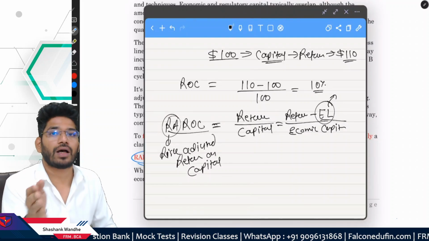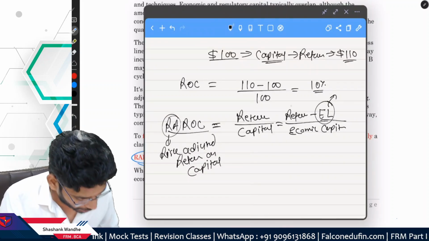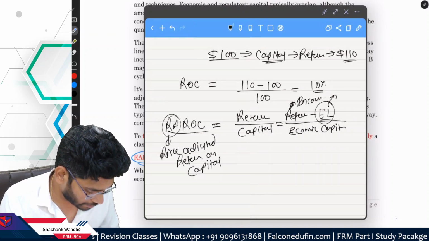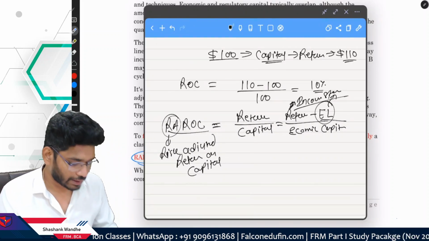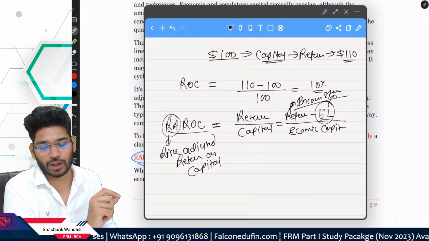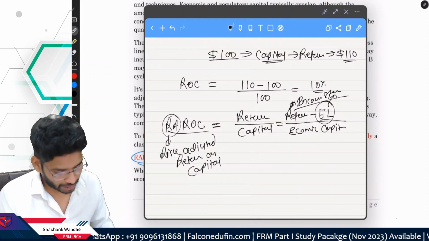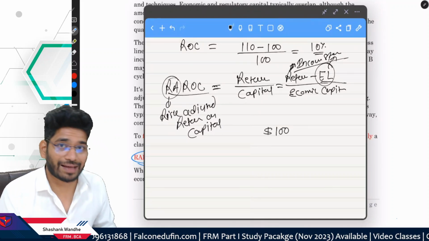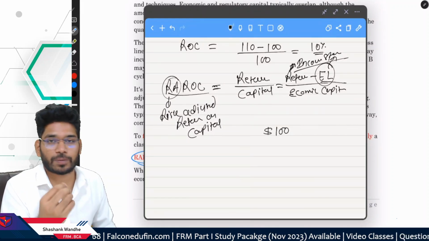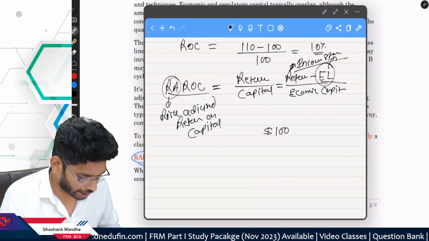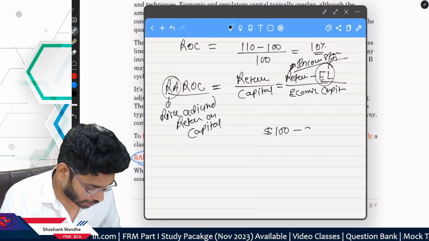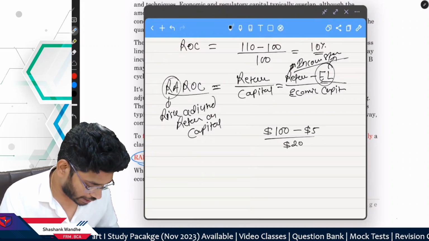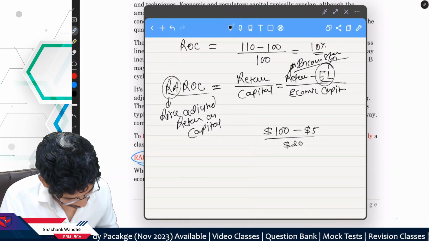Return is whatever is your return as per the income statement of your bank. So RAROC is return minus expected losses, divided by economic capital. Imagine post-tax return attributable to equity is 100 million, expected loss is 5 million, and the capital base is, say, 20 million. It is too high. Just a second.